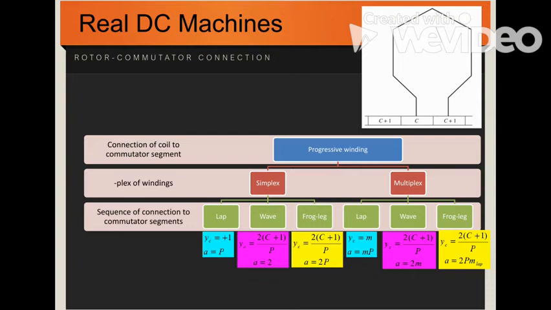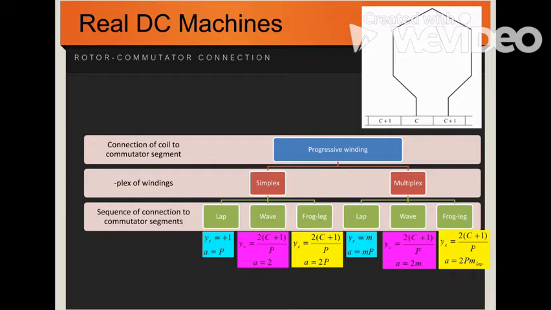About this connection, the induced voltage that we can get from this kind of construction is different based on the sequence of connection to the commutator segments. Because the activation of each of the coils is different depending on the connection.